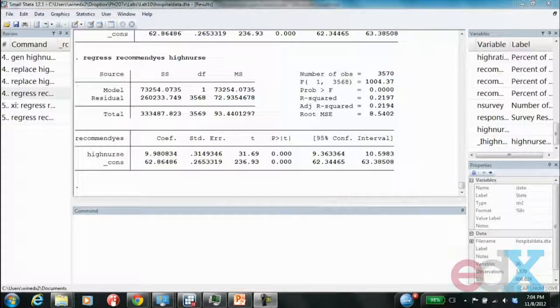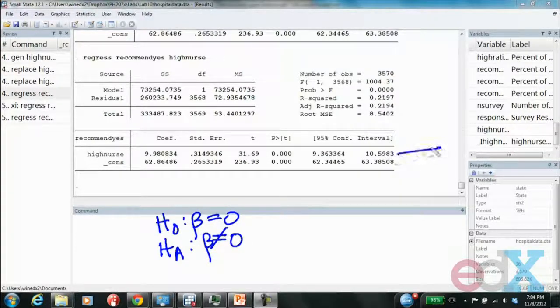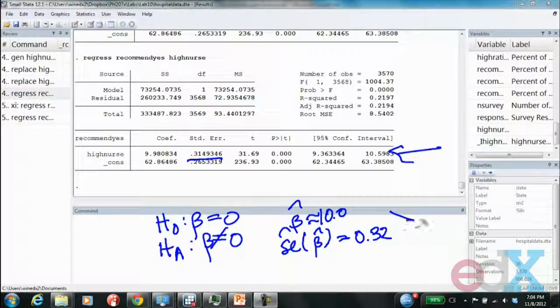Now let's go ahead and perform a hypothesis test that this difference is equal to 0. Or I could just say, I can test the hypothesis that beta equals 0, that this difference in means is equal to 0, versus the alternative that beta is not equal to 0. So to do that, I can just use the regression output for beta. I found that beta hat is about equal to 10%. The estimated standard error of beta hat is 0.32. We can put those together, and we find that our t statistic is equal to 31.7.